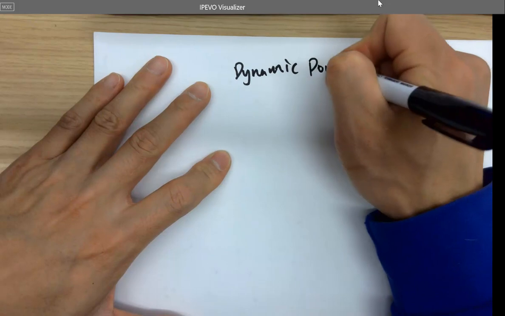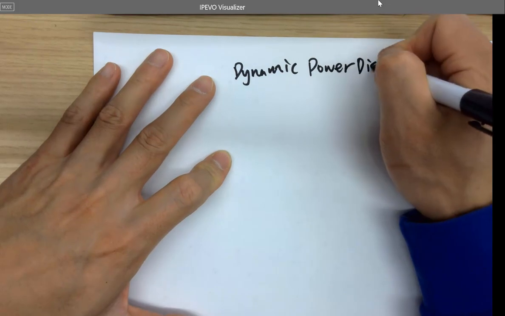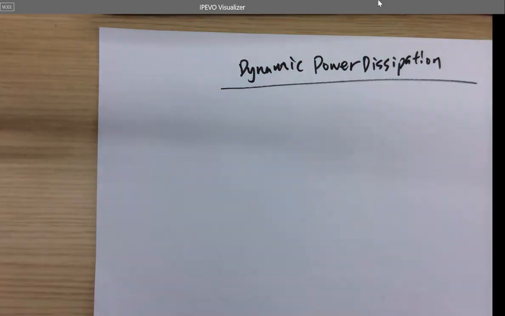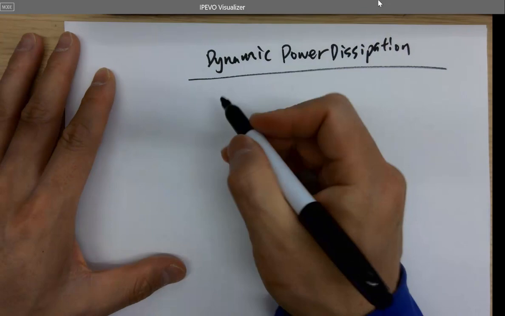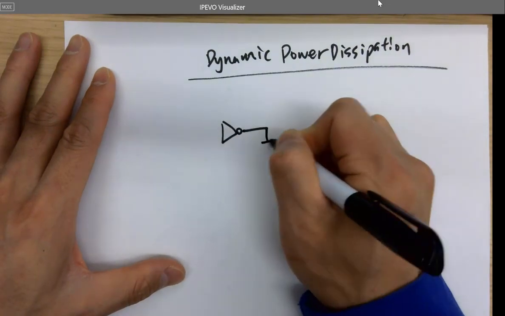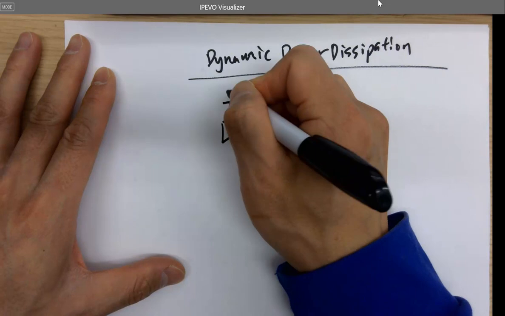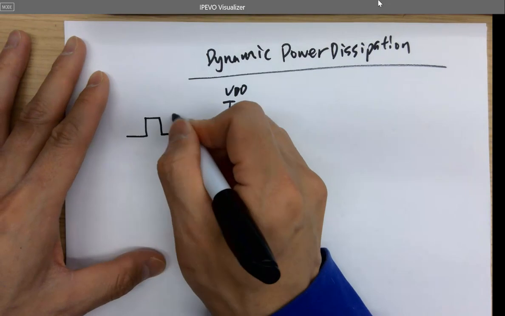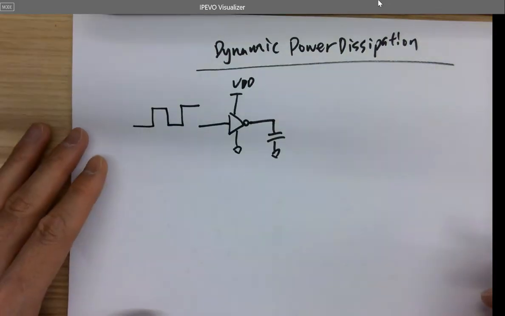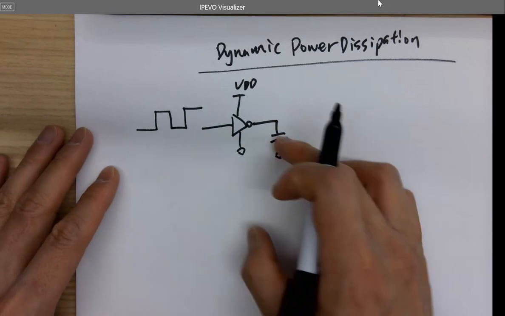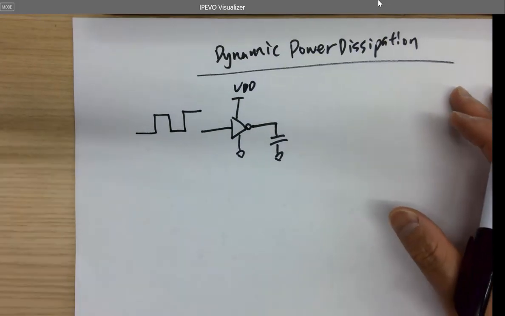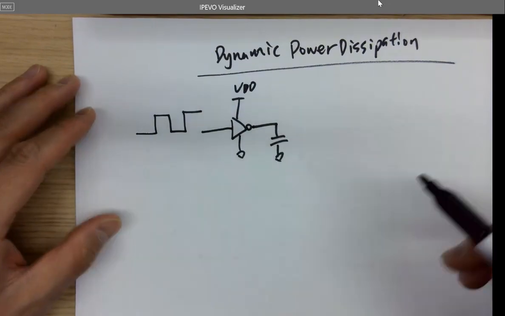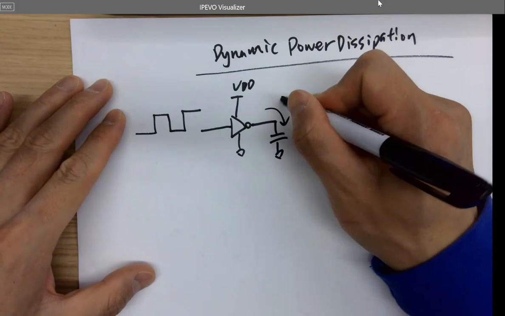Dynamic power dissipation, very simple equation. That's a capacitive load. And here's the VDD of the inverter. That's the ground. All the digital circuits can be modeled this way. There are other logic gates, but they're all driving some capacitive load. So it's charging and discharging the cap.